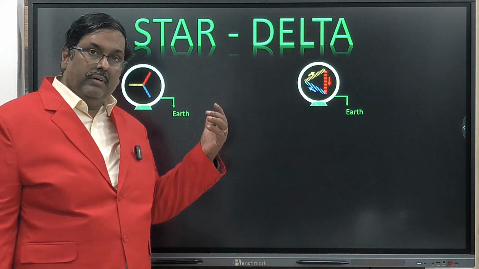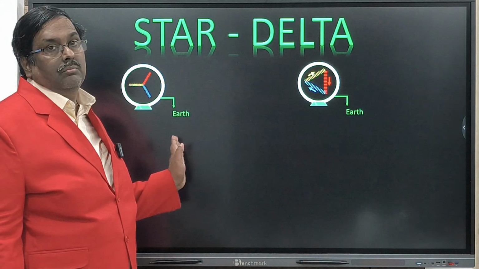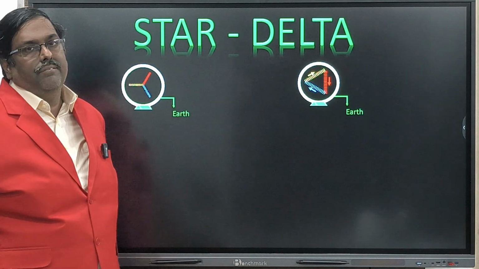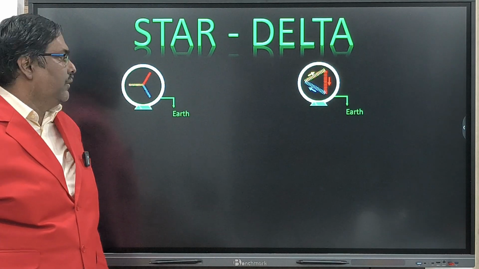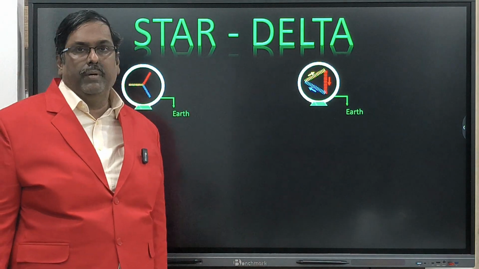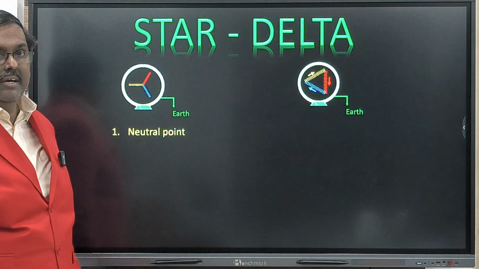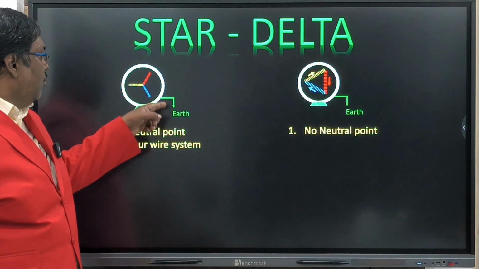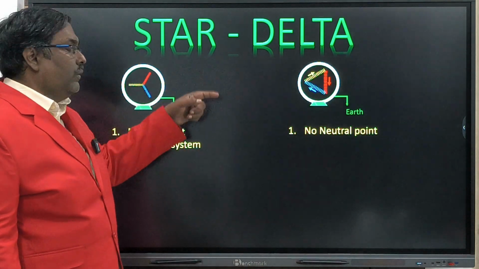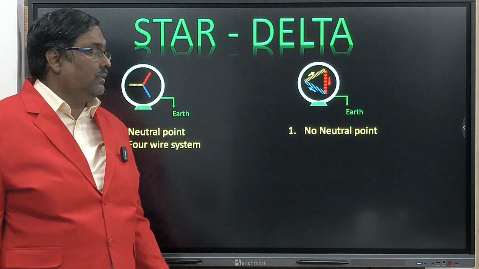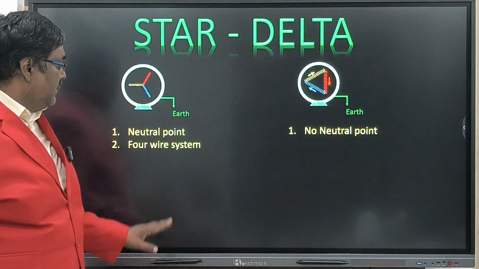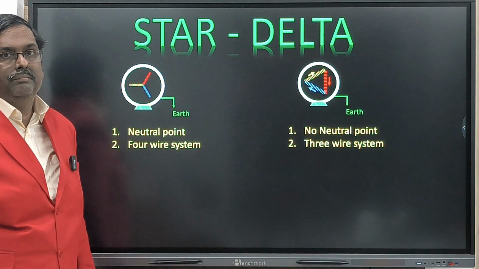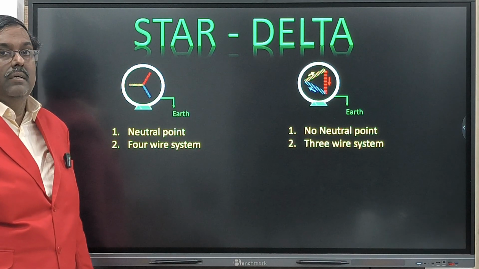Now we will see the advantages and disadvantages between these two. Then only in the next lessons are we going to use this star delta starter for the 3-phase AC motor, and at that time you can easily understand. First star, then delta, which is better. So star has a neutral point. Delta definitely does not have a neutral point. Star has a 4-wire system because neutral also is going along with the 3 phases. So 3 phase plus 1 neutral, 4-wire system, and earth is connected separately. But delta is a 3-wire system. There is no neutral there. That motor does not require a neutral wire.